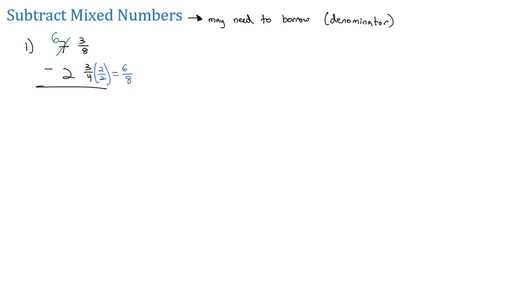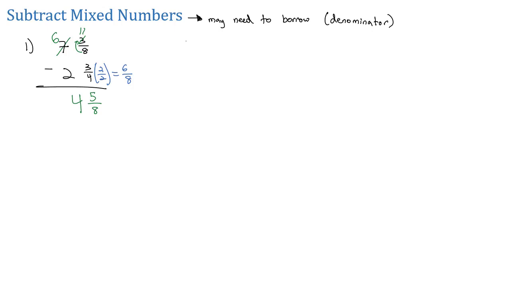The way we figure out how much gets borrowed over is we're going to take the denominator of 8 and add it to the 3. 8 plus 3 is 11. So we have 11/8 minus 6/8. Now that we have a common denominator, we can keep that denominator and subtract 11 minus 6 to get 5. And then finally, what's left is 6 minus 2, which is 4. Our difference is 4 5/8.